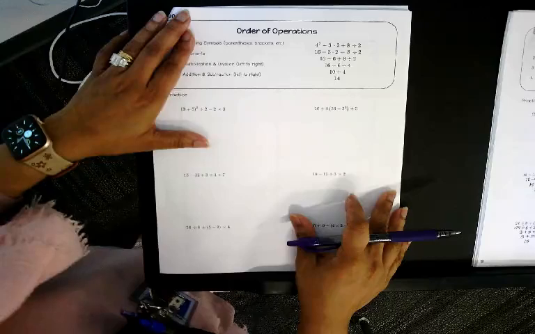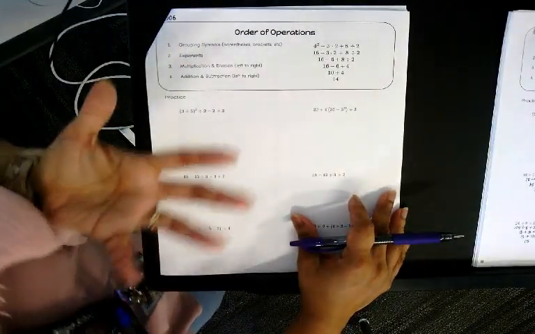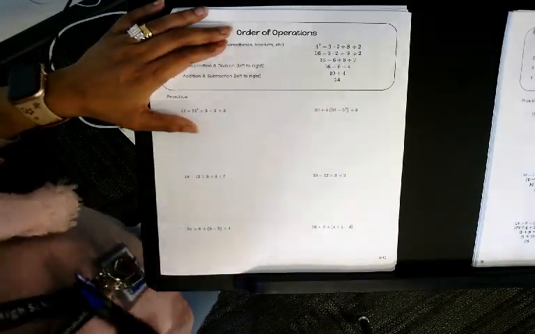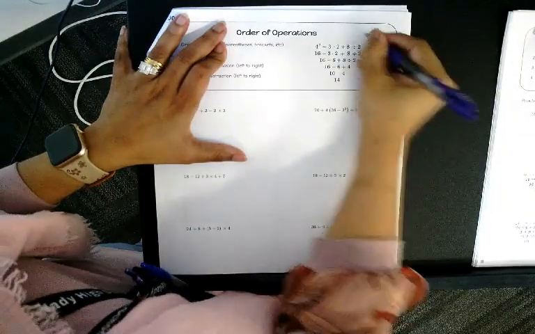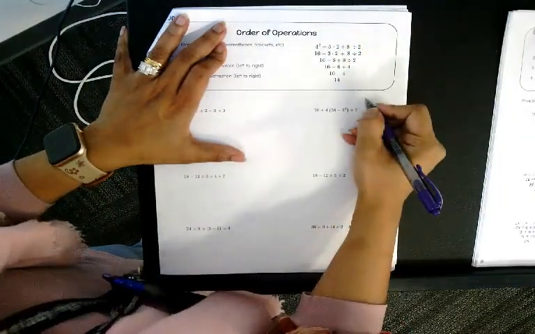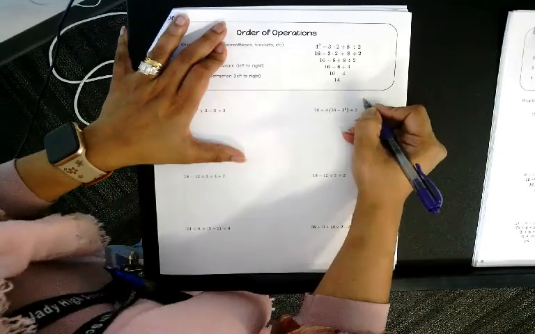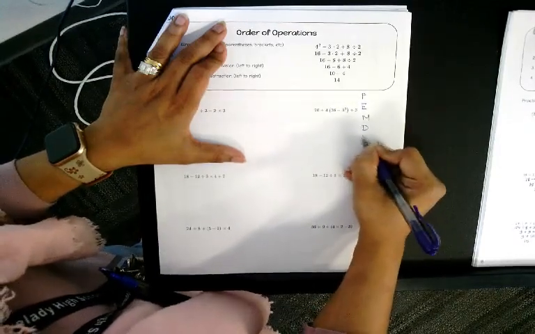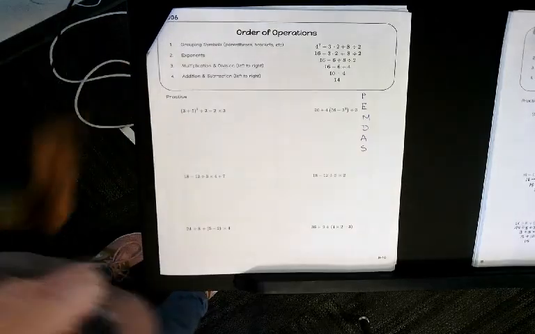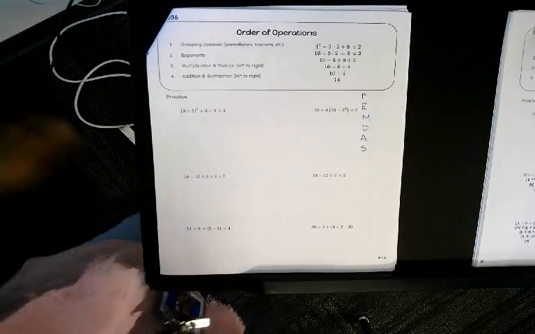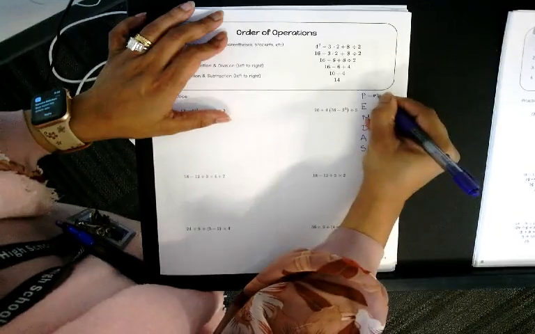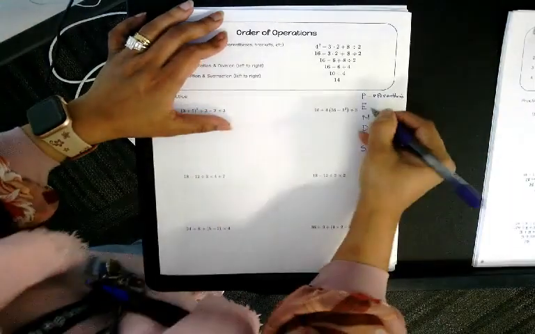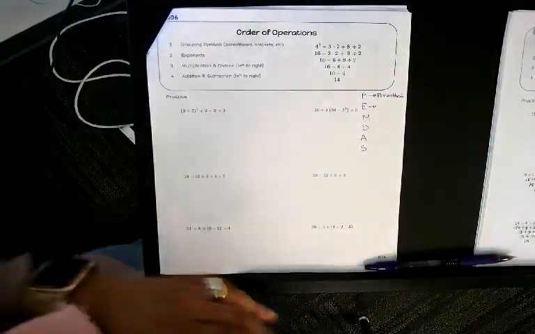So, saying that, let's write down the rules of order of operation. We say that it's PEMDAS. It follows PEMDAS, so we can write it down. PEMDAS. Okay. P is what? Parentheses. E is what? Exponents.